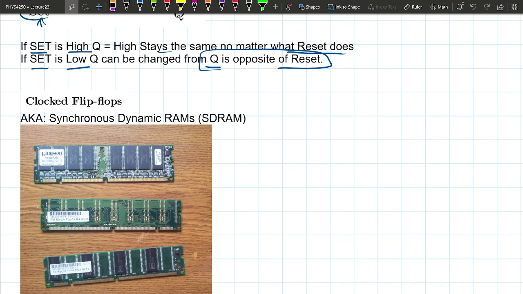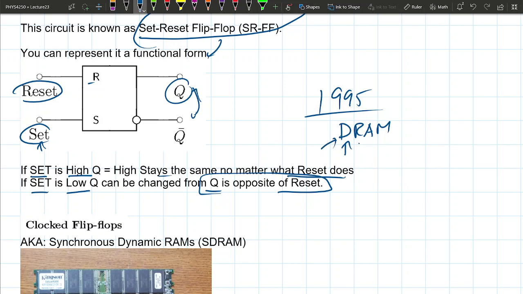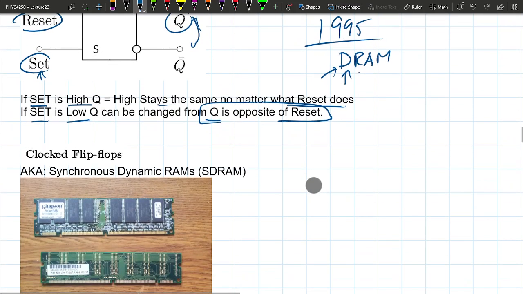So this was the technology when I bought my first computer in 1995. So this dates me. These are called DRAMs. Dynamic, is it dynamic? I don't know. I think the D stands for dual inline random access memory. Okay, you might have skipped this actually.